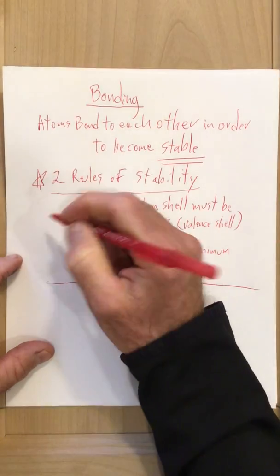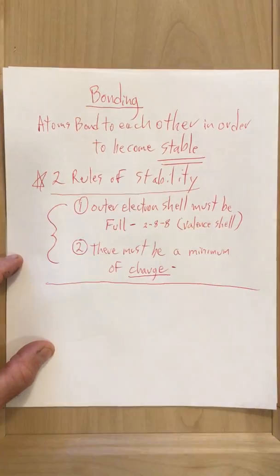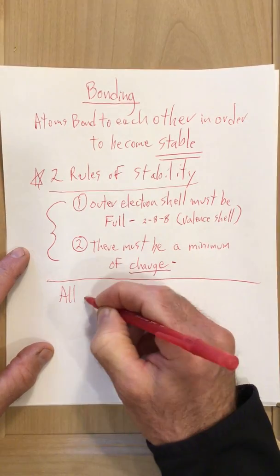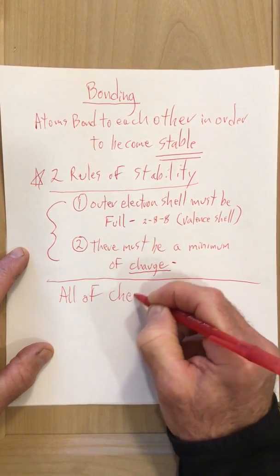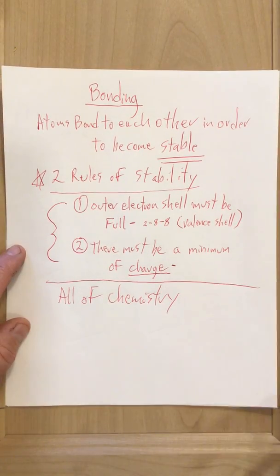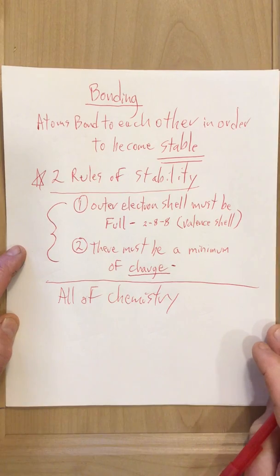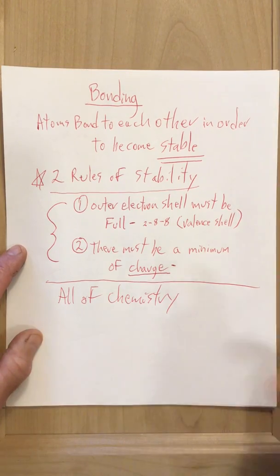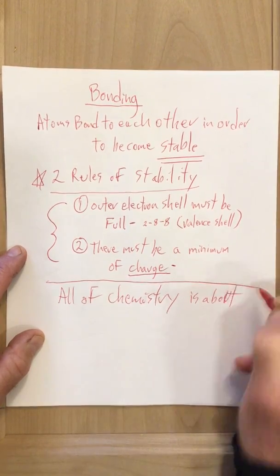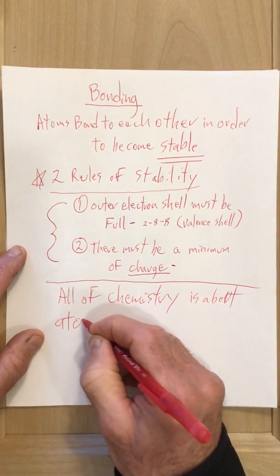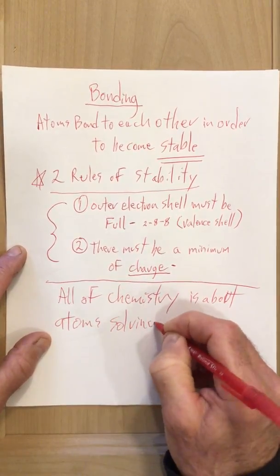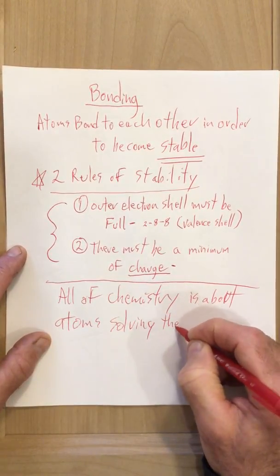Okay, so those are the rules. Remember these two rules. These are super important. This is what's going to cause bonding. All of chemistry, and this is non-nuclear chemistry. This is the chemistry that happens in order to make life happen and geology happen and that sort of thing. All of chemistry is about atoms trying to satisfy or solving those rules.